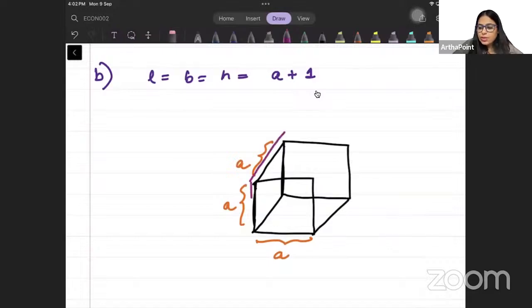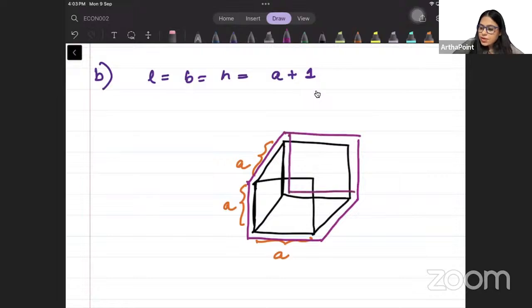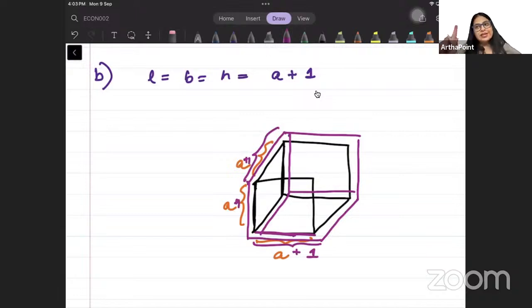This is bigger now, a plus 1. This is also bigger now, a plus 1. This is also bigger now, a plus 1. So everything is a bit bigger now. Are you understanding this thing? Instead of this, ये a था. Now the bigger one is a plus 1. Length, breadth, height, तीनों ही a plus 1. Okay, all three have increased by 1. So what will be volume beta now?